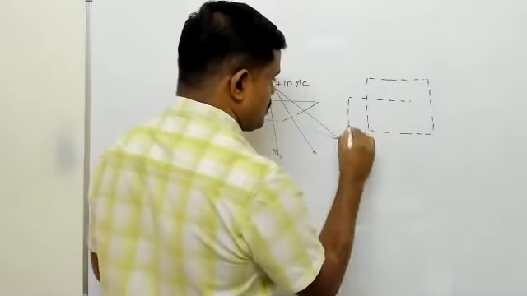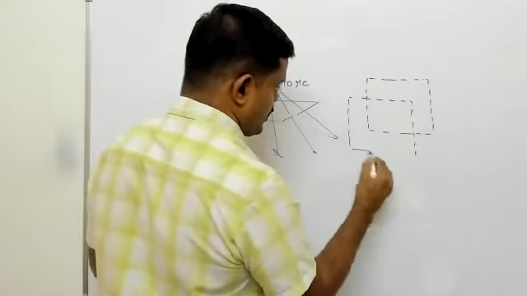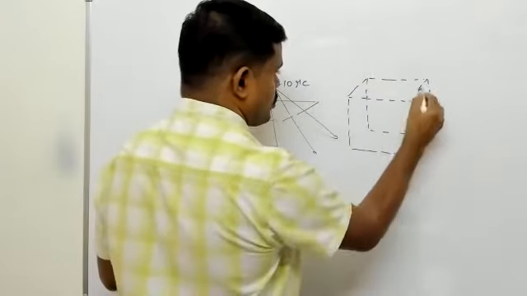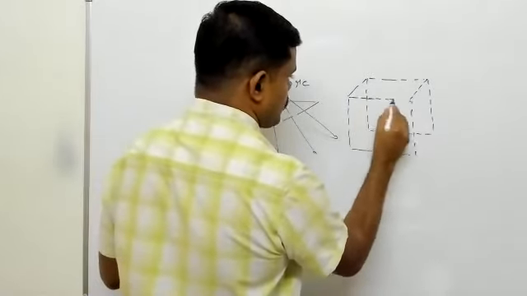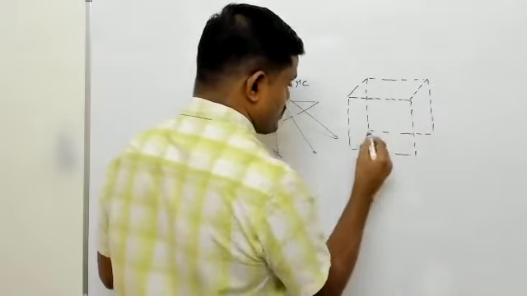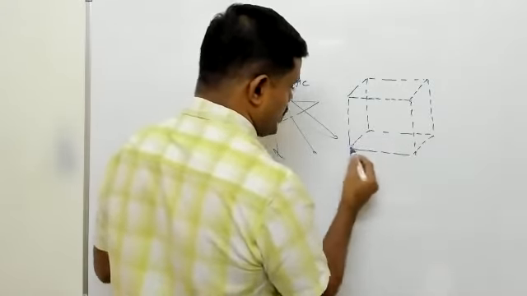Gaussian surface. See this? I'll tell you the reason for it. So I have a Gaussian cube. I told you the most commonly used Gaussian surface is a Gaussian cube. Look at this. This is my plate.